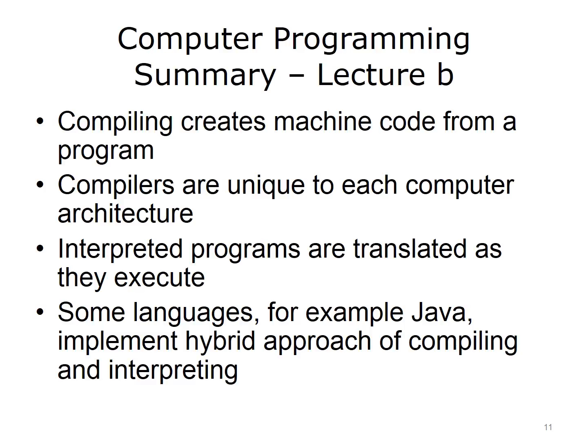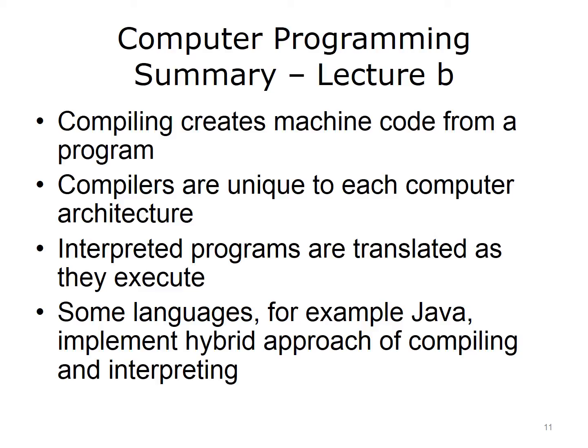This concludes Lecture B of the unit on computer programming. In summary, a program written in a high-level language, like C or Java, must be compiled to create machine code. Because machine code is unique to each computer architecture, there must be a unique compiling process for each architecture on which the code is to run. This means that if a user wants a C program to run on different architectures, say a Windows computer and an Apple computer, the program must be compiled separately for each of those architectures.